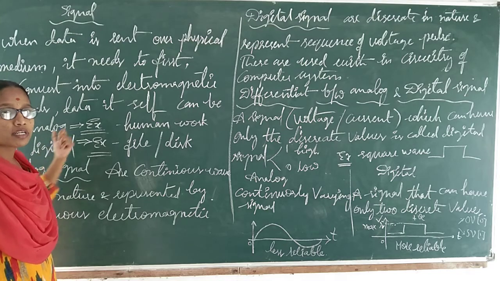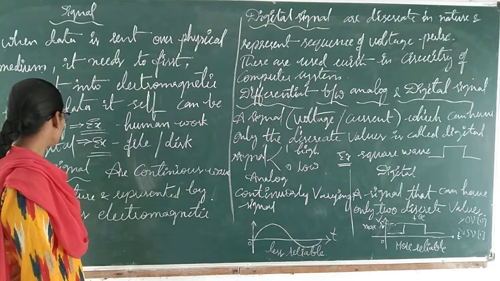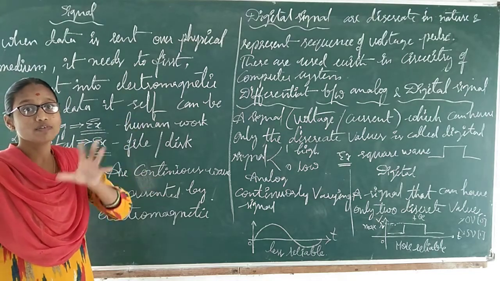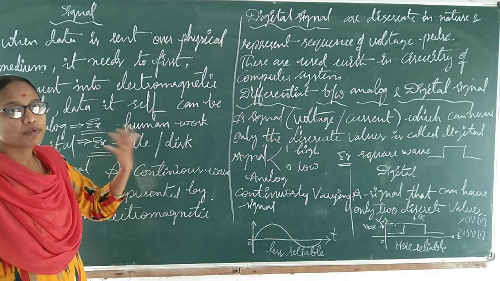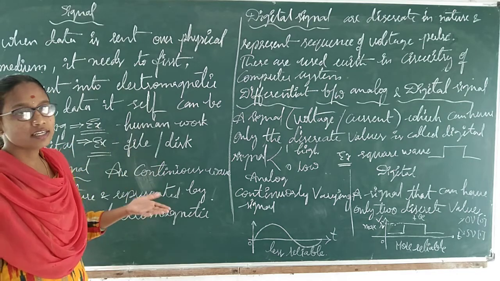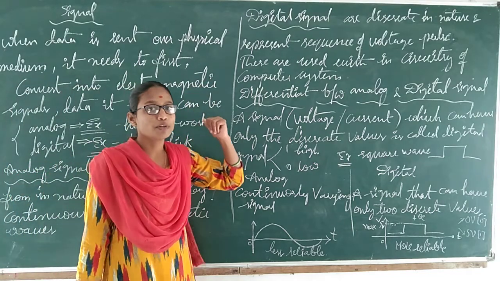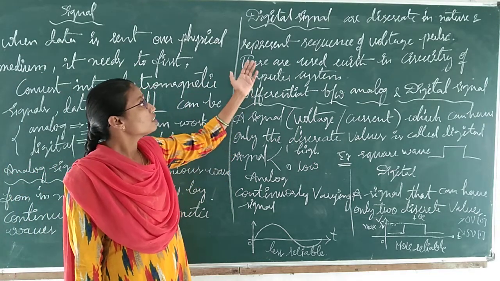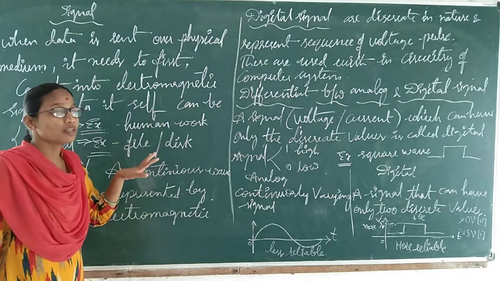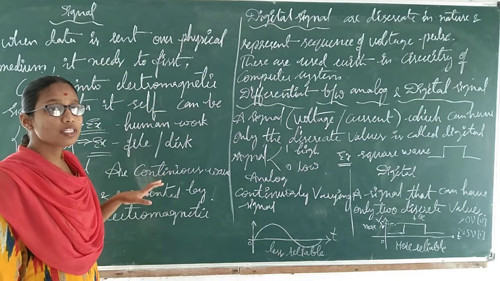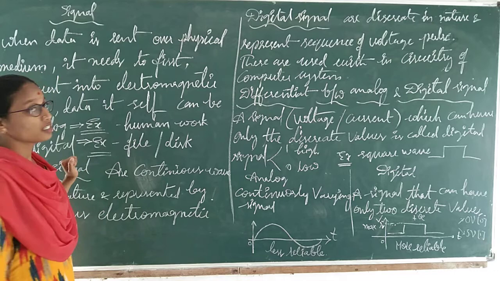Examples: the petrol pump indicator we are using, where analog computers are predefined and inserted in the machine. And next, digital computers. Examples also we discussed in the previous lecture. Now in this lecture we are learning the signals.